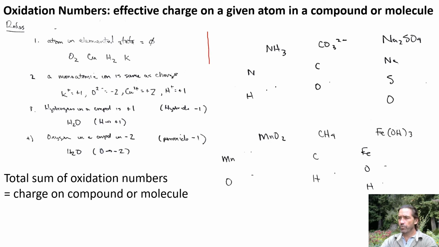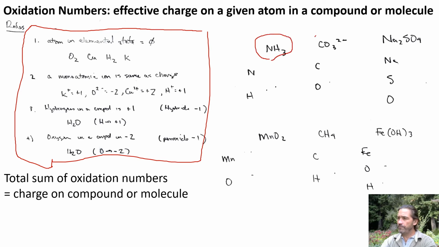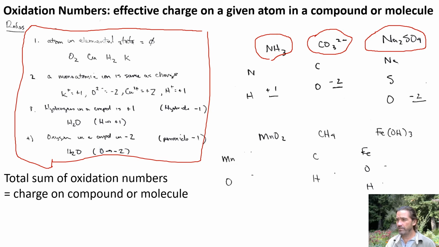Let's use these rules to figure out the oxidation numbers for atoms within some compounds. Let's do this first row here. We have ammonia, we have carbonate, and I have sodium sulfate. What are the oxidation numbers for each of the atoms? Well, using the rules, we know hydrogen and oxygen. From there, we're going to use that information to figure out the rest.